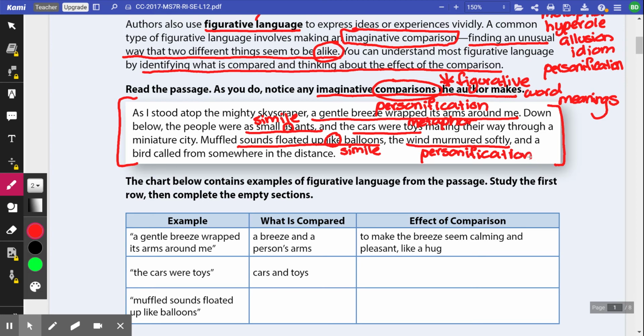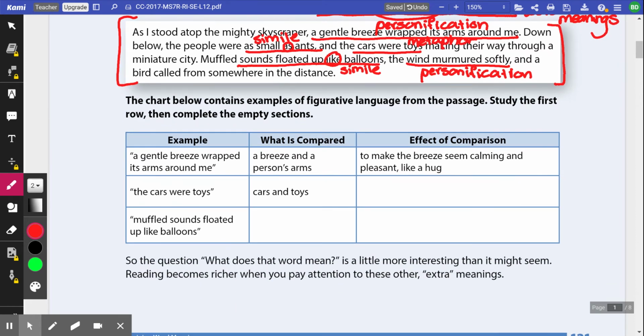All right, so we have thoroughly looked at this passage. We have picked out our imaginative comparisons, and we have talked about the types of figurative language that they are. So we are ready to move on to the chart that's down at the bottom of the page. So let's look at our directions first. The chart below contains examples of figurative language from the passage. Study the first row and then complete the empty section. So, our job is to make sure we can go through this chart, make sure we understand what's going on in it, and then fill out the empty sections.